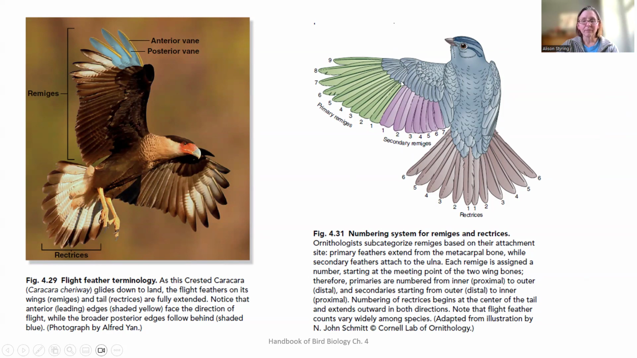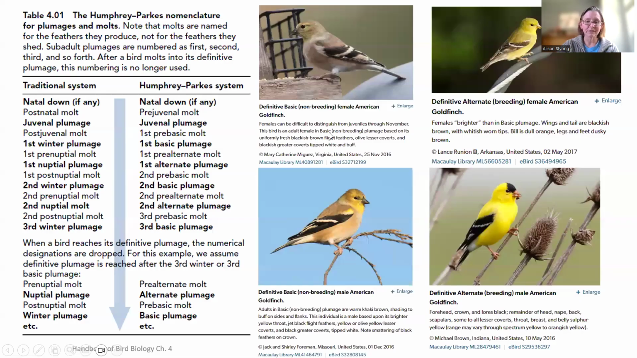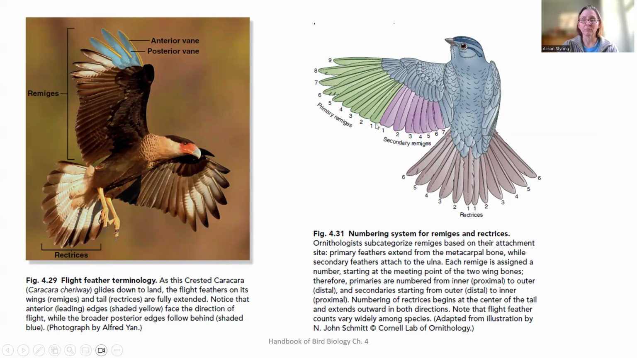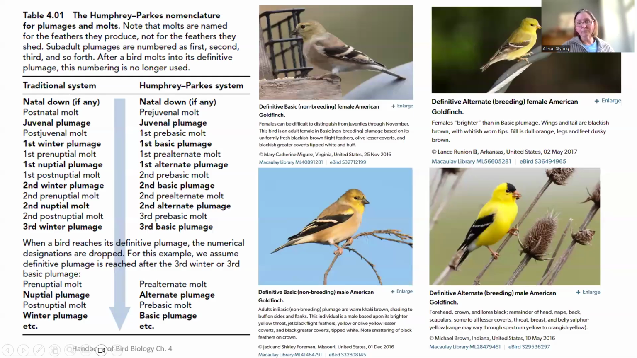With primaries, they're numbered from the innermost to the outermost primary, from 1, in this case, to 9. Some birds have 9, some have 10. And then the secondaries are numbered: the number 1 secondary is adjacent to the number 1 primary. So they're numbered from the outermost secondary up from 1 to however many. Sometimes there's 7, sometimes a slightly different number depending on which kind of bird you're looking at. But the reason they are numbered this way is because of molt, and I'll come back to that in a future slide.